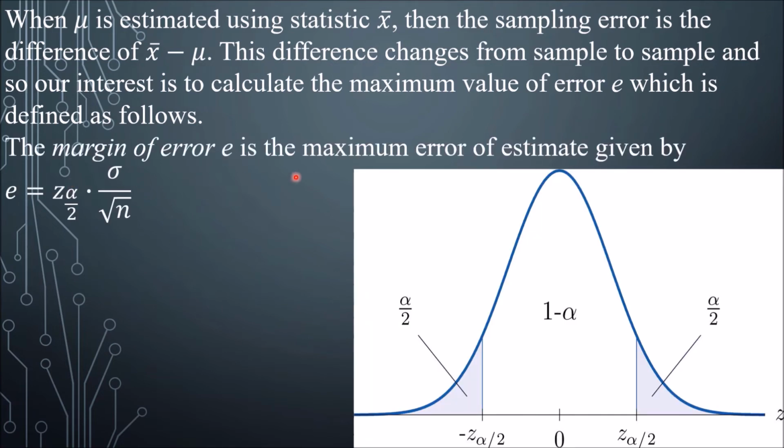The margin of error E is the maximum error of estimate given by the formula E is equal to z-score of alpha over 2. So this is our alpha over 2, and this one is the confidence level 1 minus alpha, times population standard deviation over square root of n. So n is the number of samples.